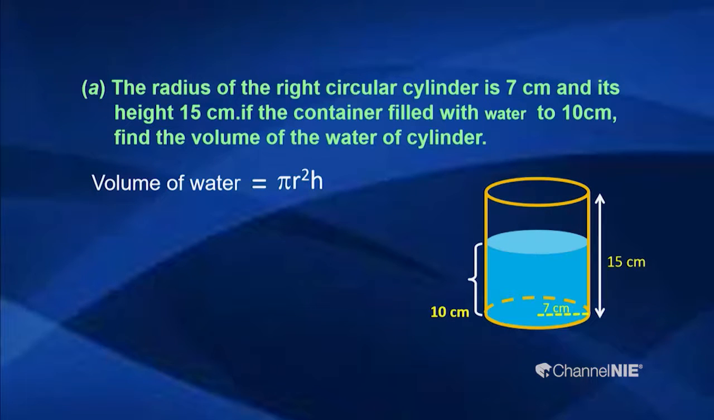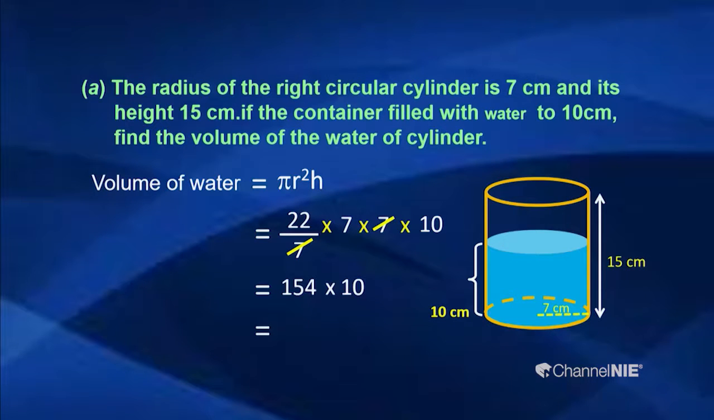Then you can obtain that value by taking pi as 22 over 7, and r squared, r value 7 into 7, h value 10 centimeters. Then you can multiply 7 and 7, you can cancel. The answer you can obtain at last is 154 into 10. Next step, 1540 cubic centimeters. That is the water volume of this cylindrical part.